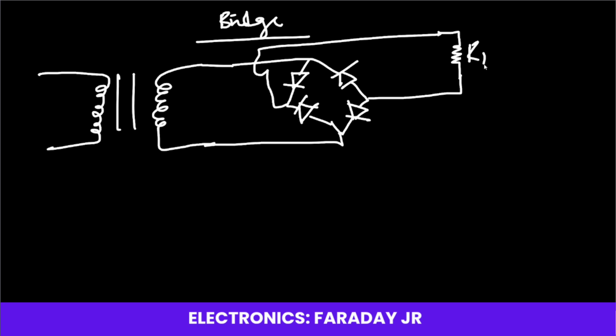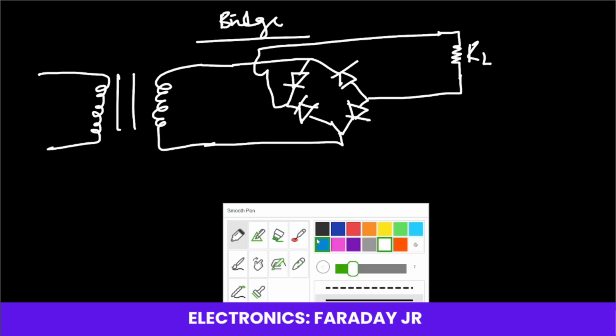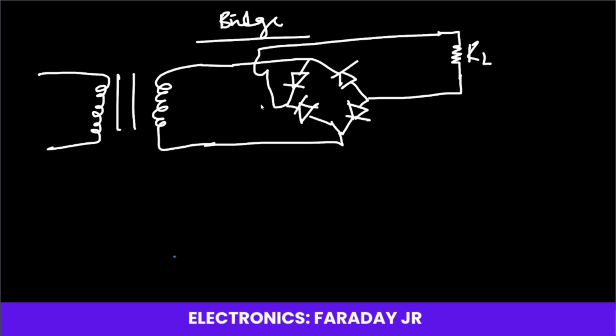So we have our load resistance. Now the question is, how are we going to use this bridge type to transform the power from an AC source into a DC, right? Now we can see that our waveform is in this form, right?